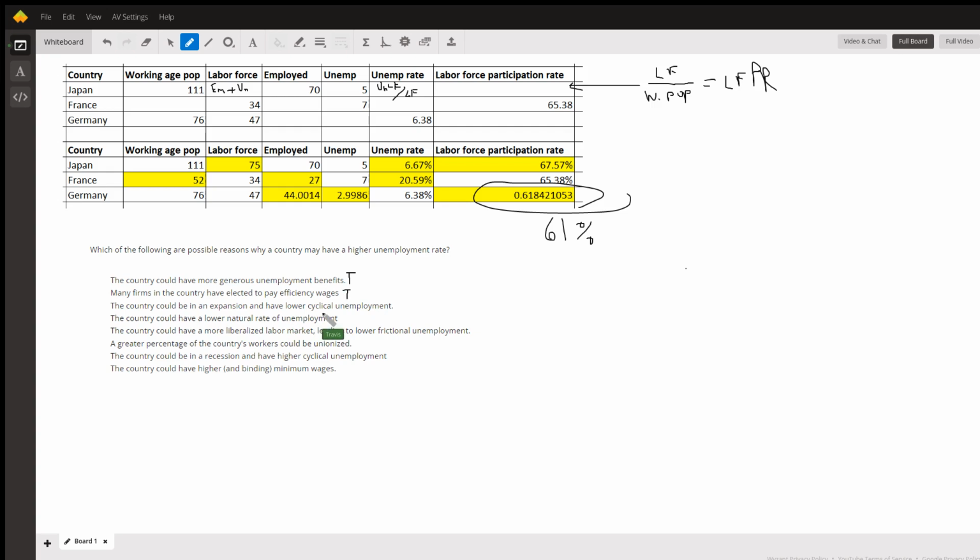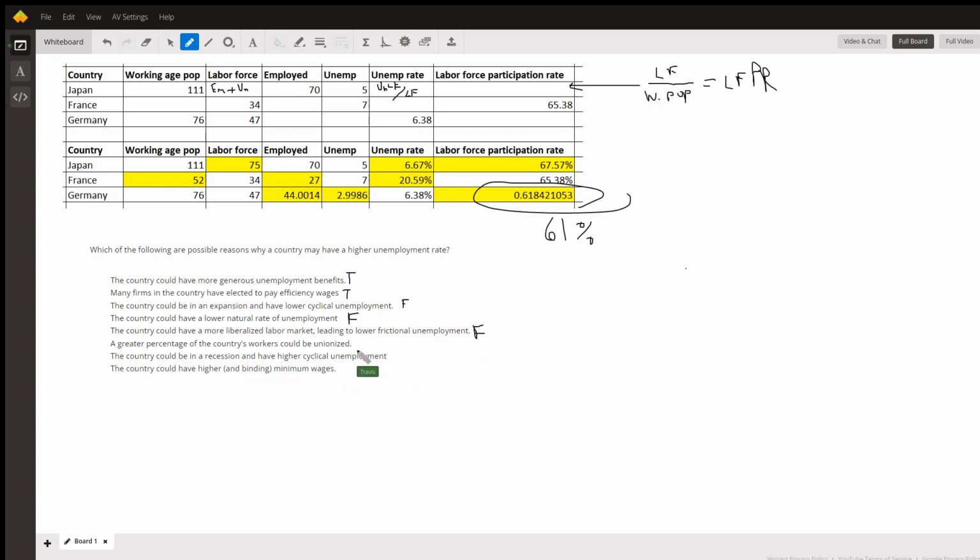A lower cyclical unemployment, no, that's not true. Cyclical unemployment happens when we're in a recession. A lower natural rate of unemployment, no. The natural rate, by the way, is when you have no cyclical unemployment. A more liberalized labor market, lower frictional unemployment means people are finding jobs and being matched up with potential employers faster, so that's not true.